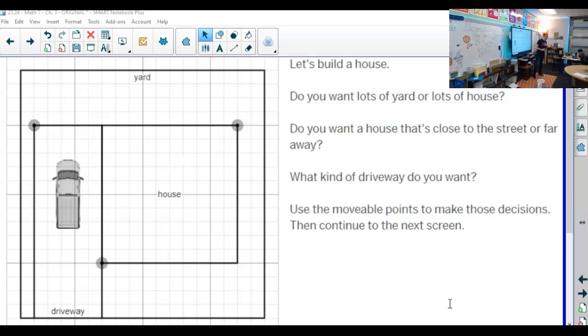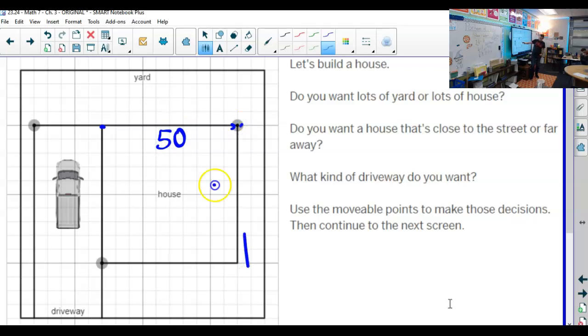My house is 10 boxes wide. I know that every box is 5 feet. So, what is 10 times 5? This is 50. I also made my house 10 long to make my life easier. So that's 50 also.